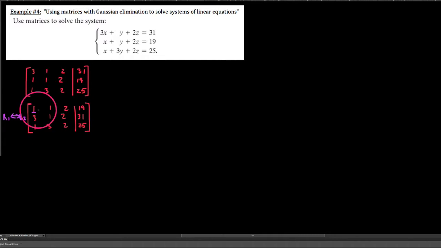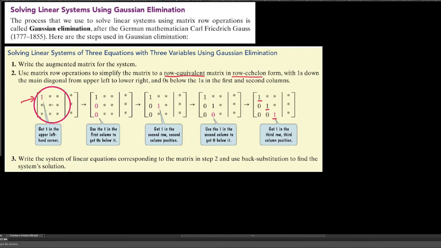And likewise, we would take 1 times a number that when I add that number to our positive 1 down here, makes it become a 0. So in other words, we're going to make a little note here. We're basically going to use this 1 in the first column to get zeros below it, but we're going to do this by multiplying.